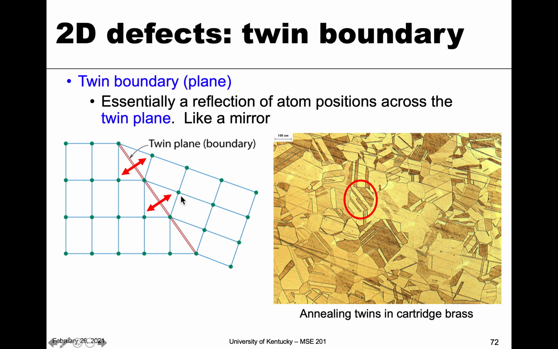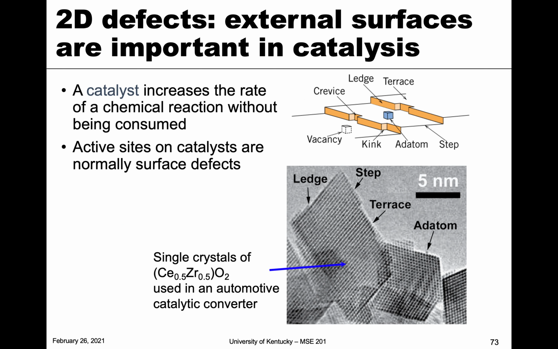The same thing goes for this position and this position, these two positions and these two positions, and so forth. We call this a twin, and this is the twin plane. Because it's a defect and it's planar, that's again a two-dimensional defect. So that's another example of a two-dimensional defect.